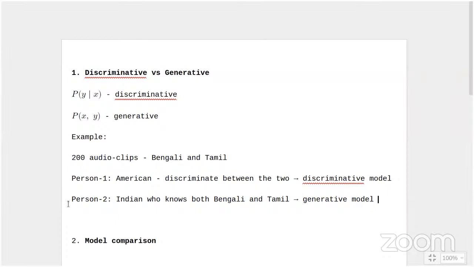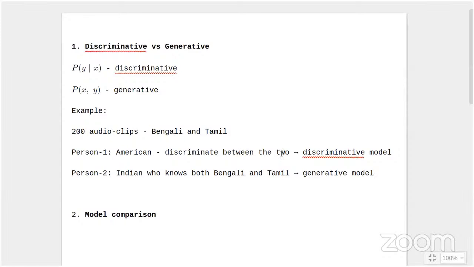Do you get the analogy of what is happening here? Why am I calling the first process discriminative and why am I calling the second process generative? Anyone, any ideas? Karthik first. The first one is clear, but for the second one, why do you say generative? Because the person knows both the languages, and you're feeding him with both the audio clips. Right.